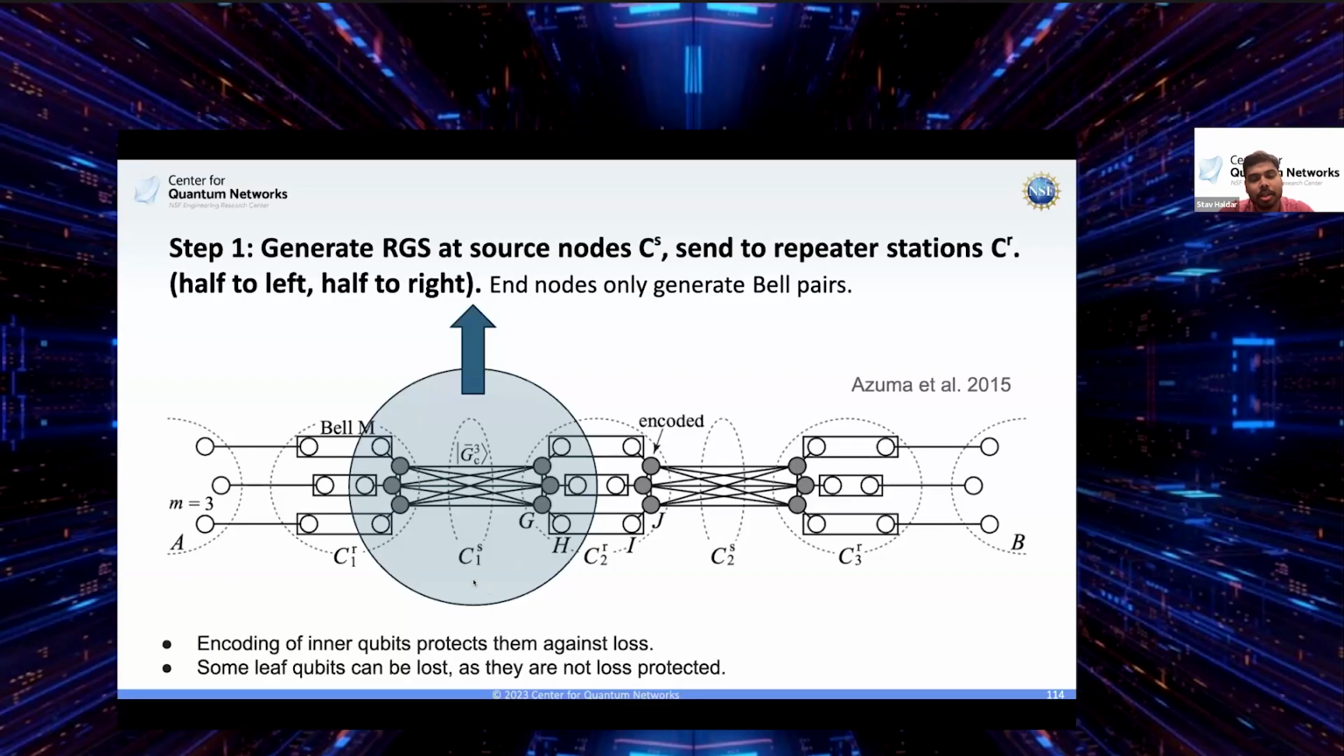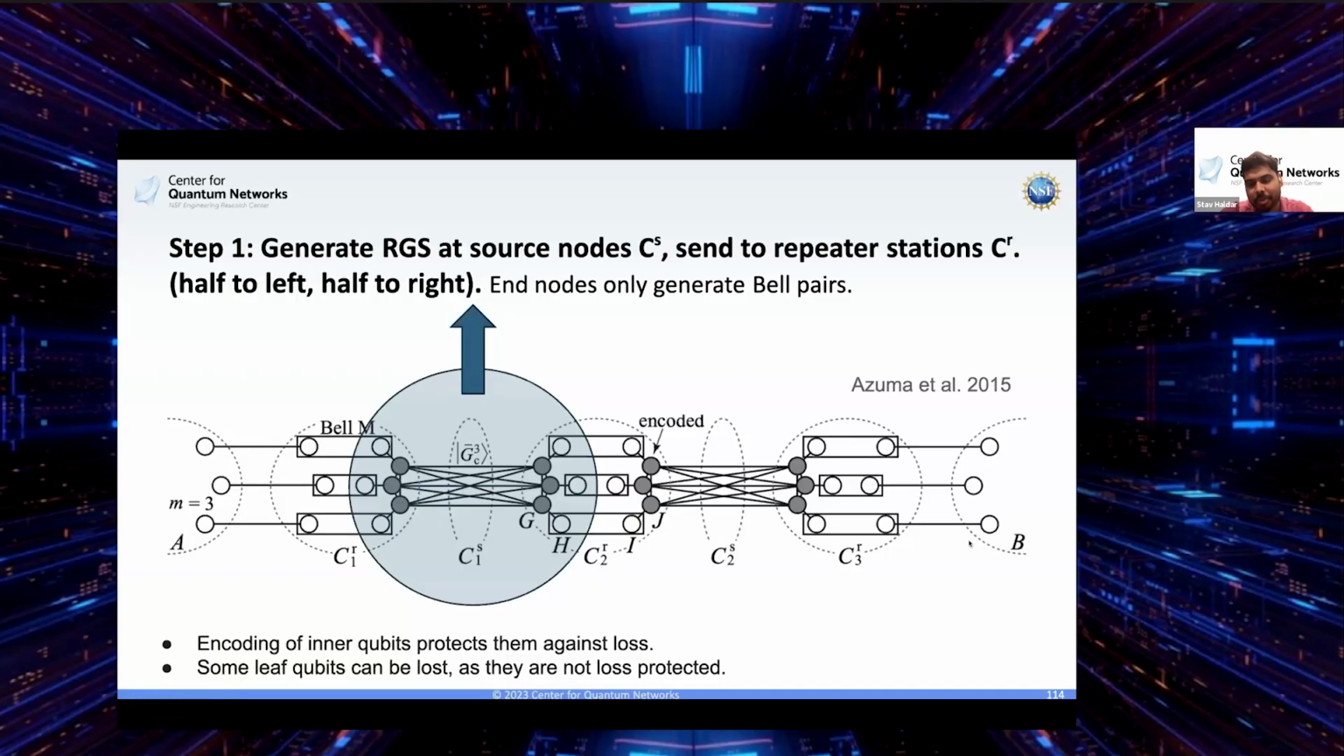So step 1 of the protocol is that each of the source stations, for example, in this figure, C1S and C2S, will generate the graph states. This is this GC, and 3 essentially represents the 3 leaves. And then it will distribute it in the following way. Half of the graph state will go to the left, so it will go to C1R, and half of the graph state will go to C2R on the right. So by half, I mean half of the leaf and half of the root qubits, right? So this is how it's going to happen.